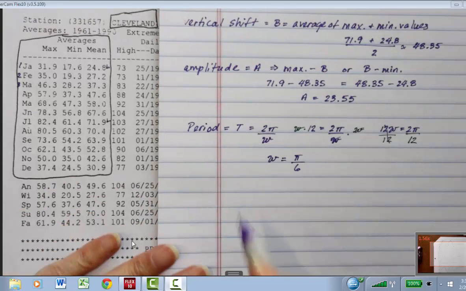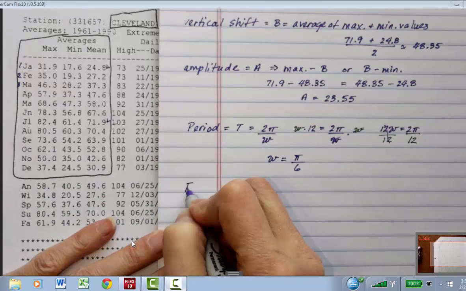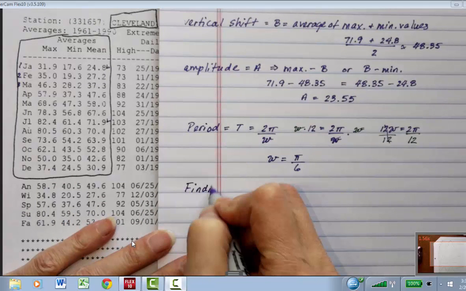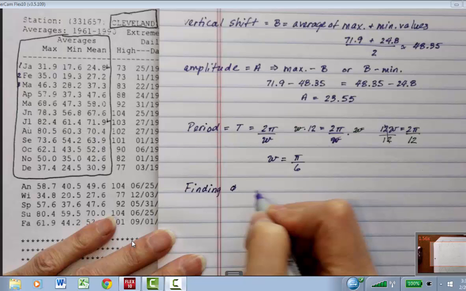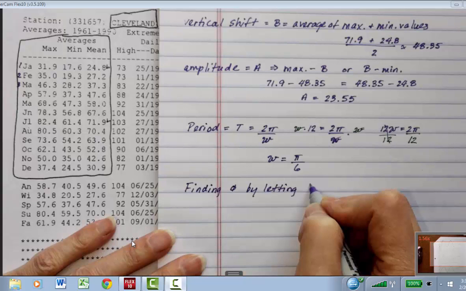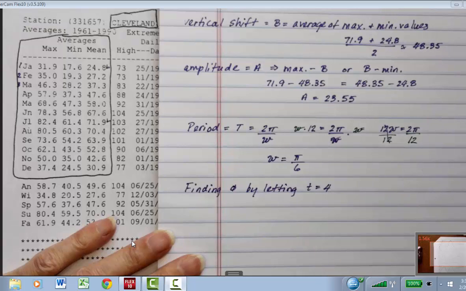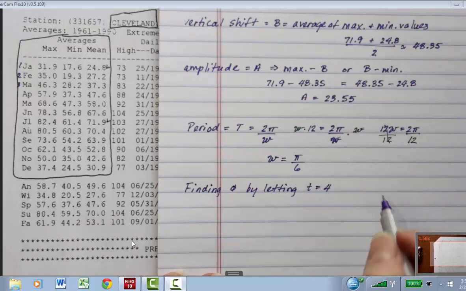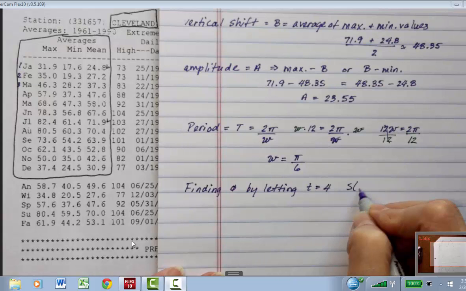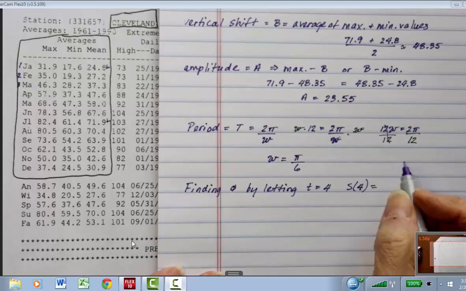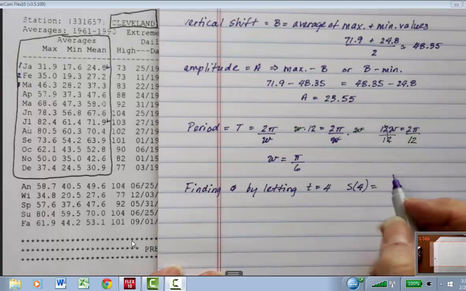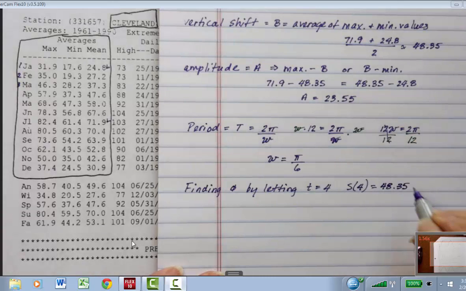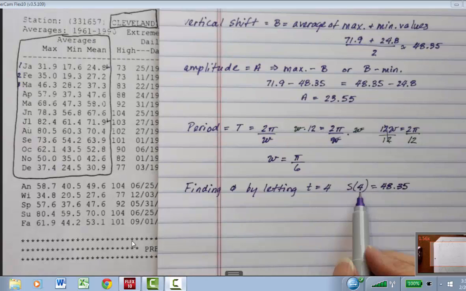So we're finding phi by letting t equal 4. And we're going to say that when t is equal to 4, my s of 4 is going to be equal to that vertical shift, 48.35. So my temperature in April, I'm going to say is my vertical shift, even though we know it isn't. But that gives me a good starting point.